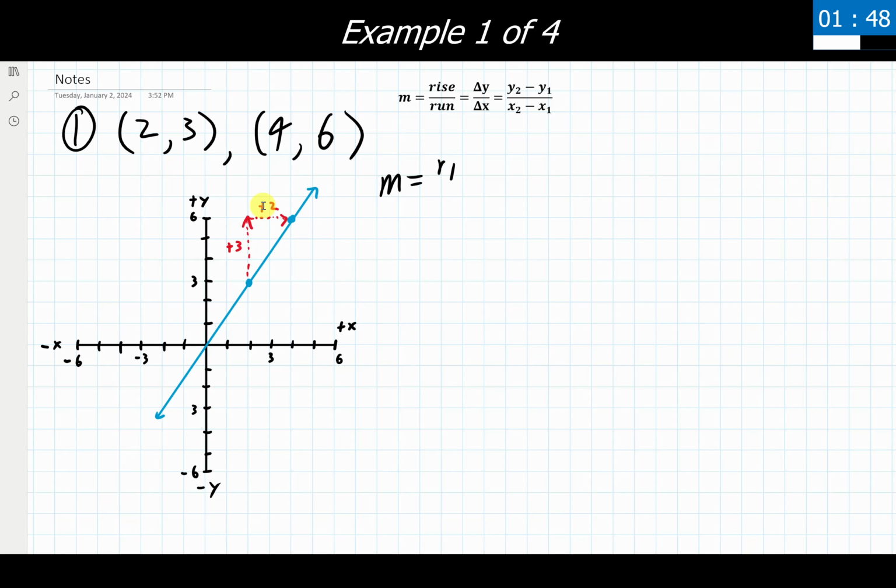Rise over run. And I can just plug in the numbers that I was given, or I calculated, I should say, 3 over 2. So therefore I have a slope between these 2 points on this graph of 3 over 2. Now this is going through and solving it using a graph here.